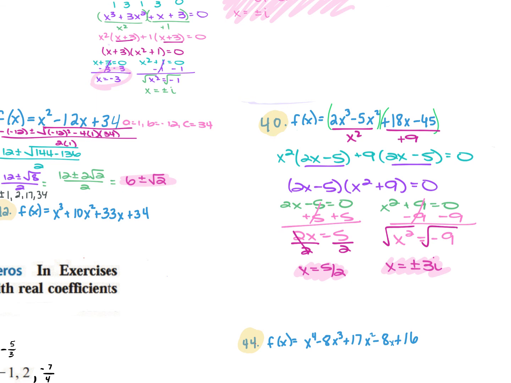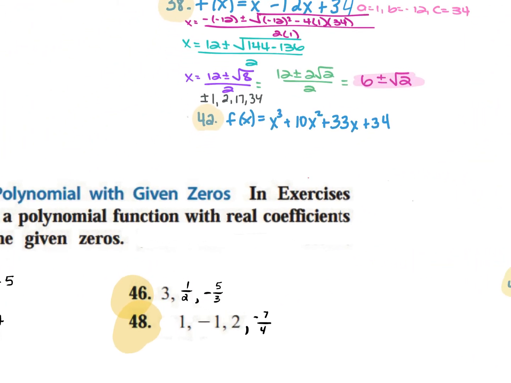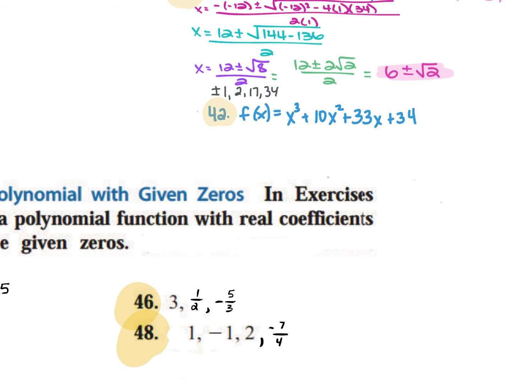For number 42, we have f of x is equal to x cubed plus 10x squared plus 33x plus 34. You have 4 terms here, but you cannot factor by grouping. So find your factors of 34. You have plus or minus 1, plus or minus 34, plus or minus 2, plus or minus 17. You want to find the one that gives you a 0 with synthetic division.